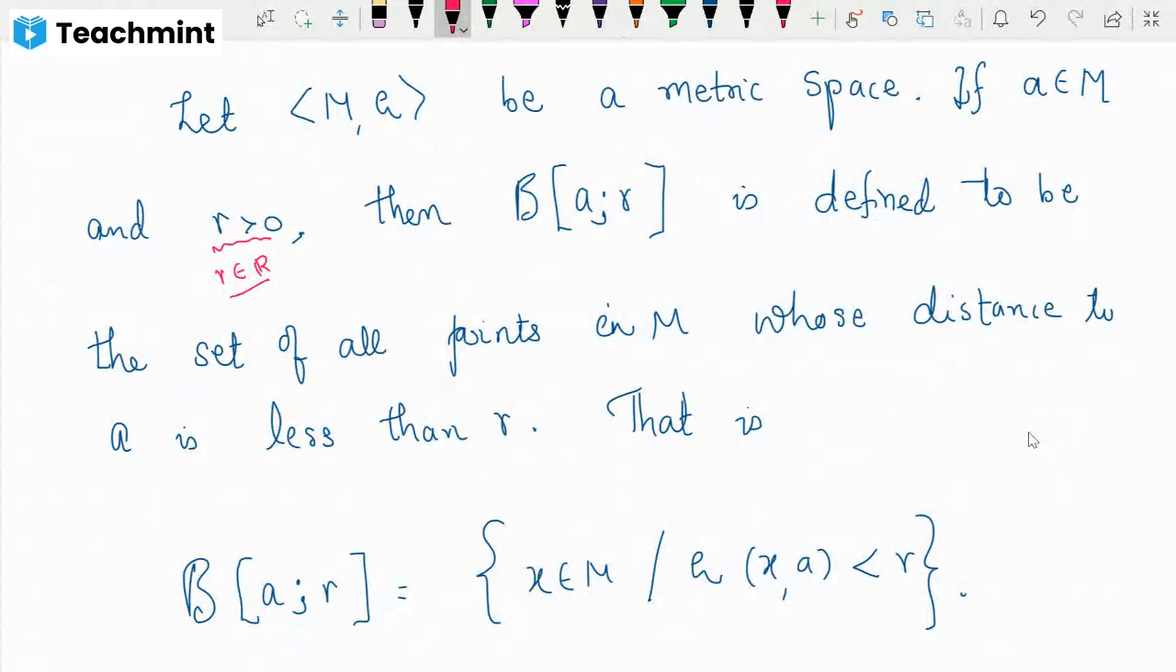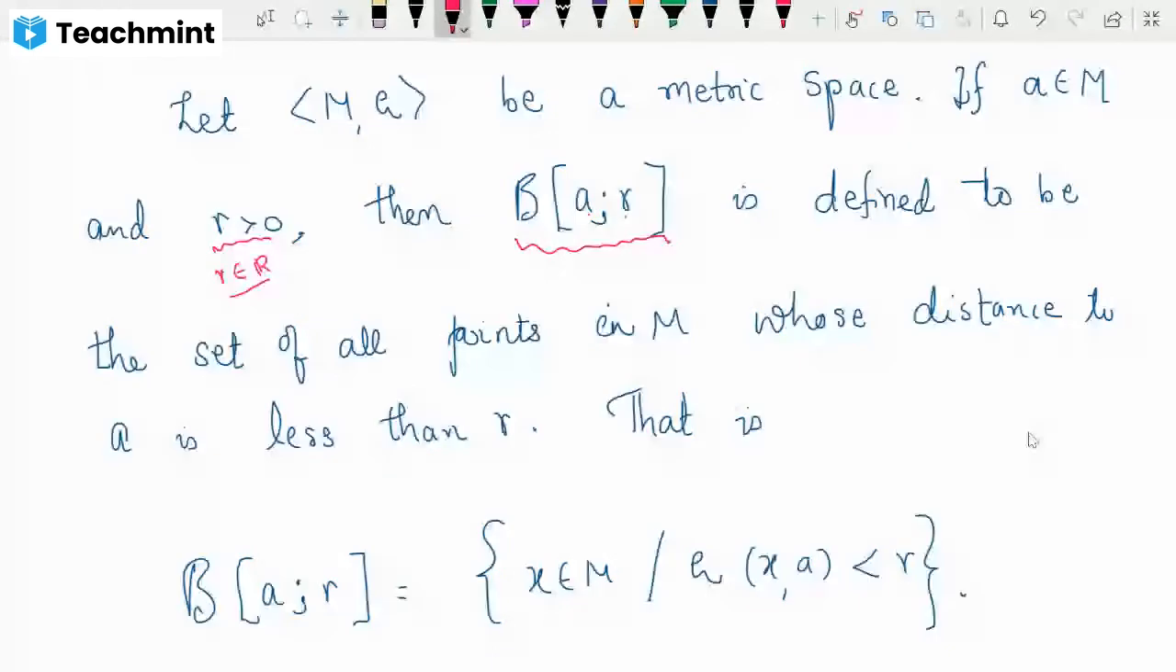So a is any point of the metric space (M, rho) and r is a positive real number. Then this notation, capital B with square brackets, small a, comma, small r, is the notation for the open ball about a with radius r. It is defined to be the set of all points in M whose distance to a is strictly less than r.